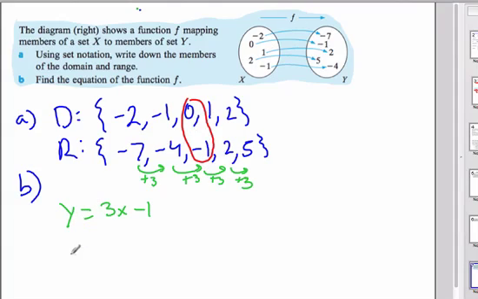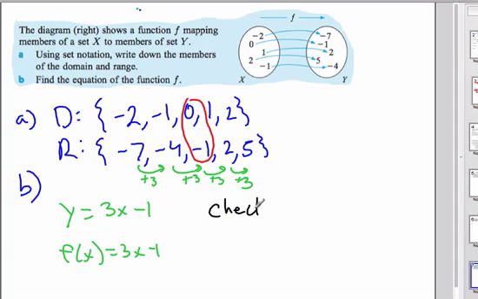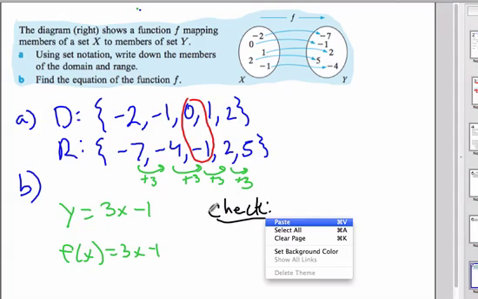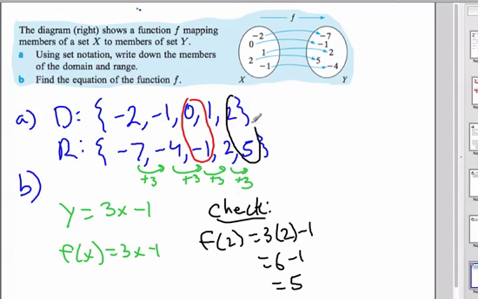Okay, you could also rewrite this as f of x equals 3x minus 1, and we can check our answer over here by trying some values. So if we take f of 2, for example, we get 3 times 2 minus 1, which equals 6 minus 1, which equals 5. And we do have a 2, 5 in the domain and range, so it looks like it's working.